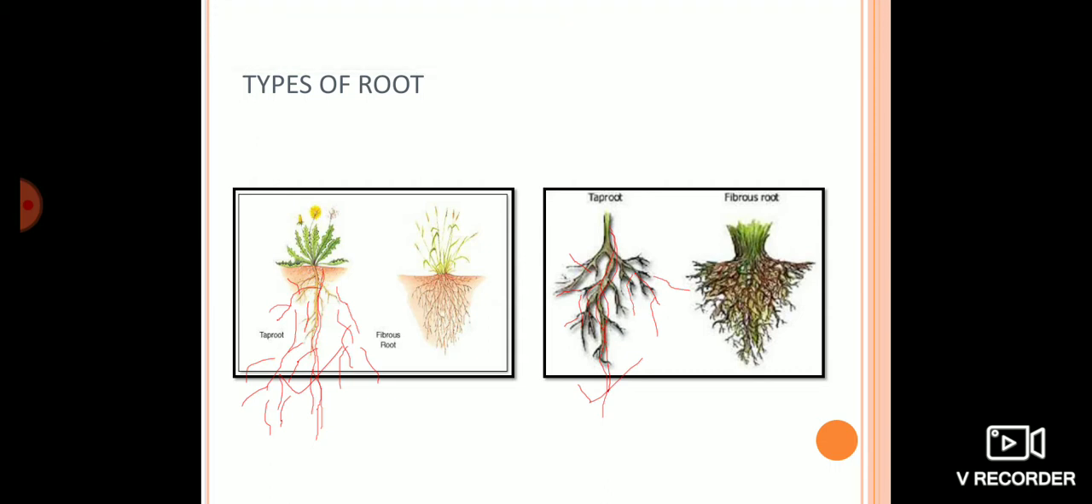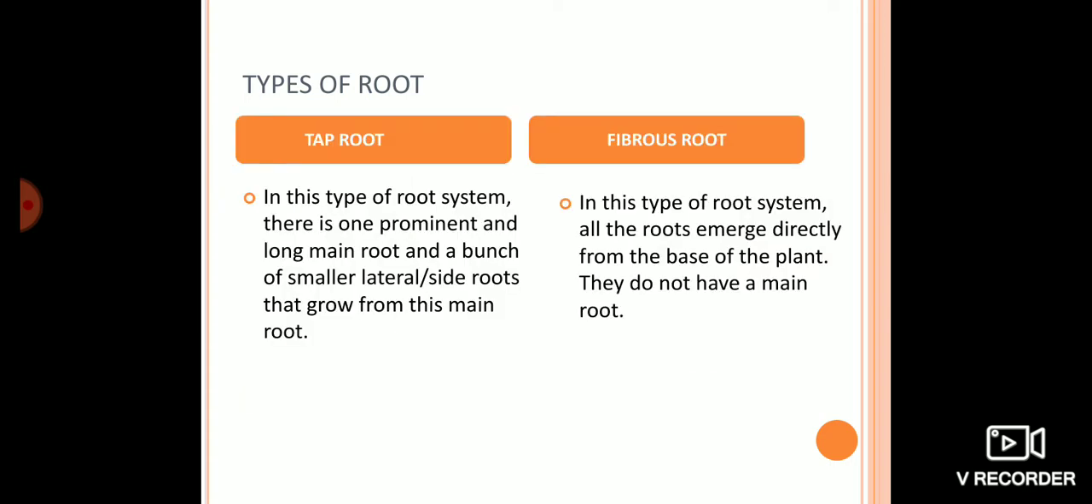Now next one is the fibrous root. In this type of root system, all the roots emerge directly from the base of the plant. They do not have a main root like taproot. Taproot has the main root, but in fibrous root there is no main root. They all emerge from the base of the plant.